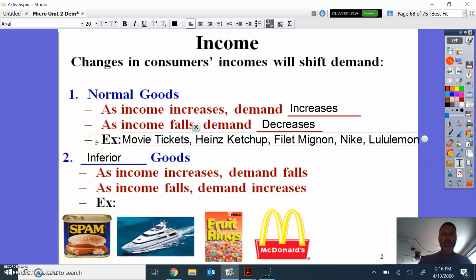An inferior good is a little bit different, right? As income goes up, the demand for this good falls, meaning I'm not going to buy an inferior good when I have more money. I'm going to buy normal goods. Or when income falls, demand for these goods increases, okay?